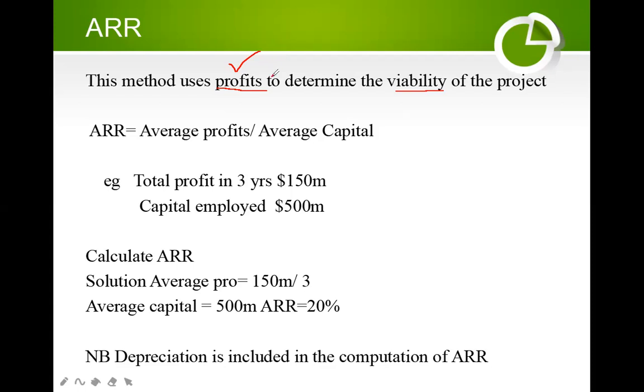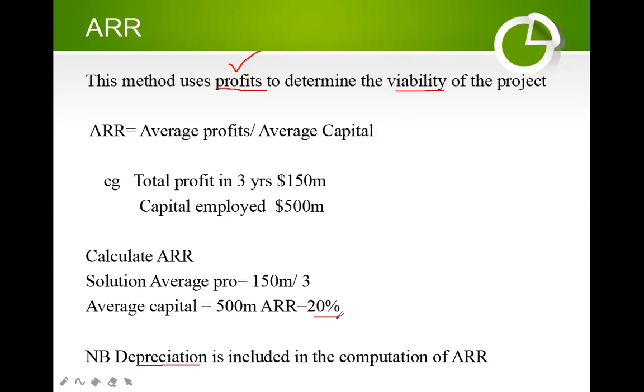So in determining profit, we always use depreciation. Remember, depreciation is part of operating expenses. So this is the only method. Can you hear me clearly on this one? This is the only method that uses profits, and this is the only method that uses what? Depreciation in the computation of the accounting rate of return. And usually this accounting rate of return comes as a percentage. I think we are following what I am explaining on this one.